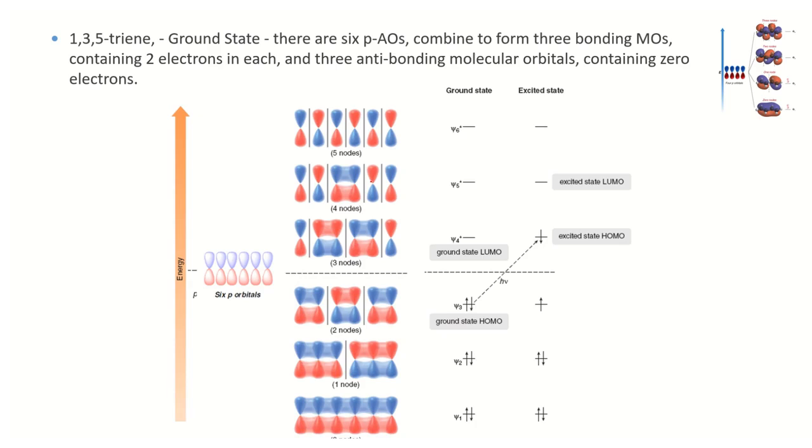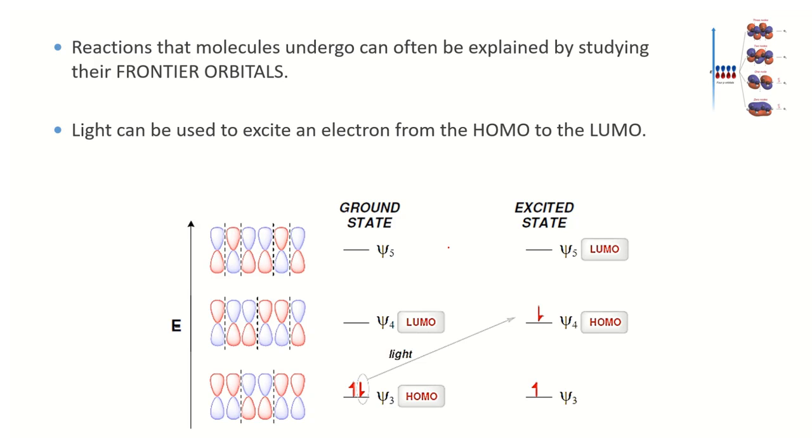Here we're looking at the conjugated triene, in this case a 1,3,5 triene. In the ground state, ψ3 is the HOMO, and the LUMO is ψ4*. But if we excite the molecule with light, then the excited HOMO is now ψ4*, and the LUMO is ψ5*. So that's a change in your frontier molecular orbitals on excitation.